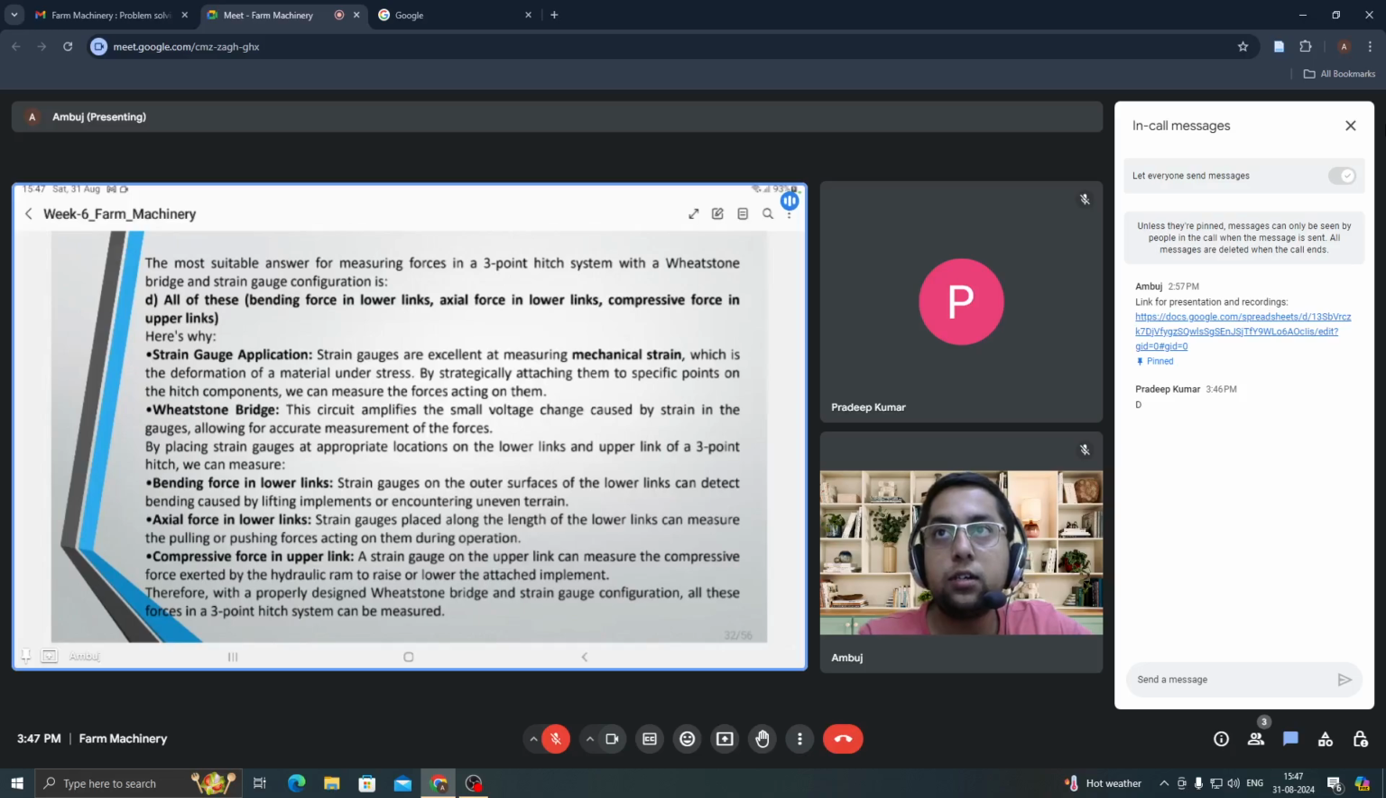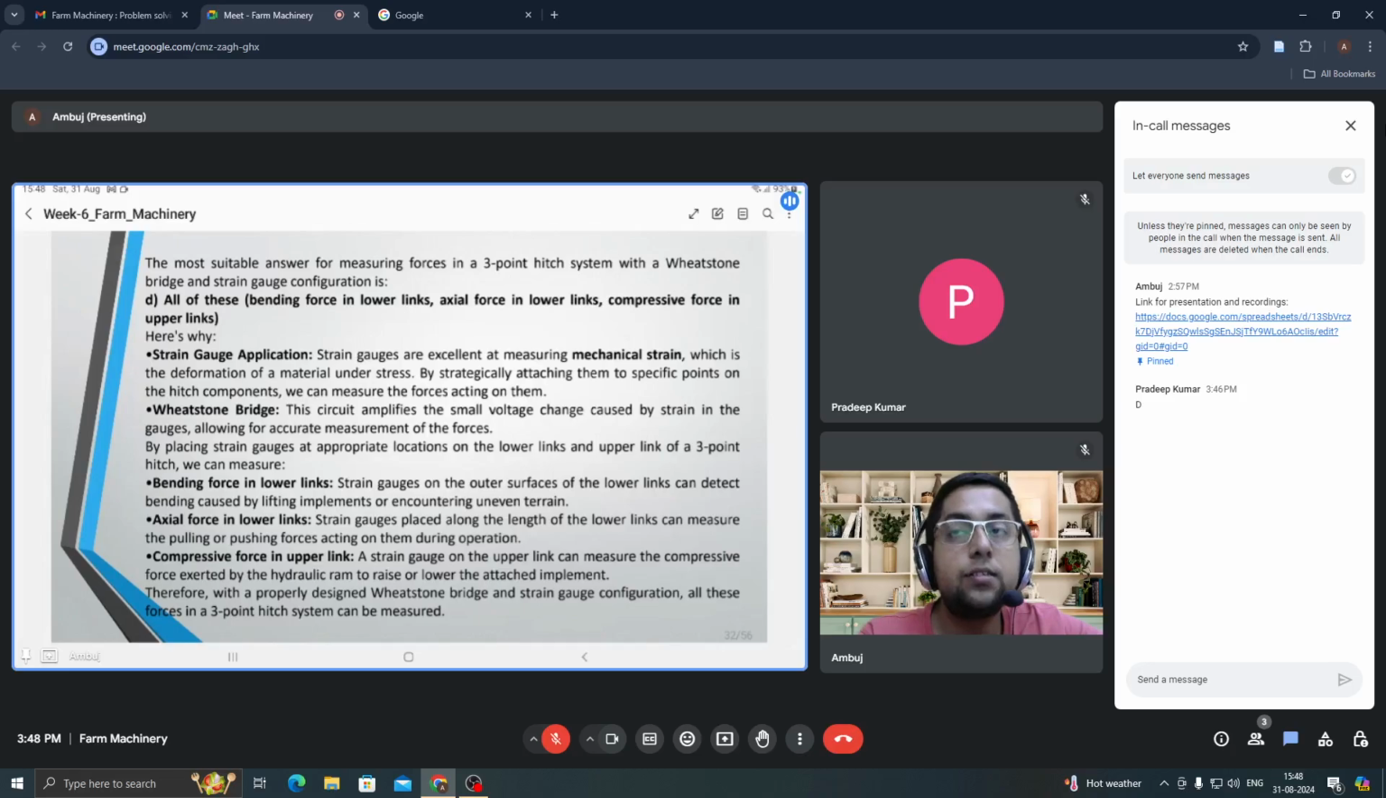See here first. The strain gauges are an excellent measuring tool for mechanical strain. They can measure the deformation of the material under stress. By strategically attaching them to specific points of the hitch components, we can measure the forces acting on them. Then the Wheatstone bridge, as you must be knowing, amplifies the small voltage change caused by the strain in the gauges, allowing for accurate measurement of the forces.